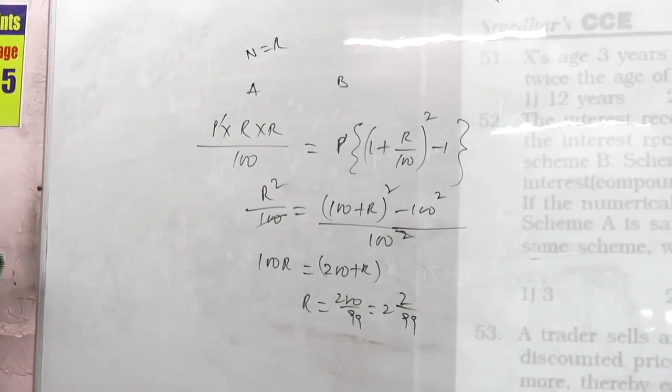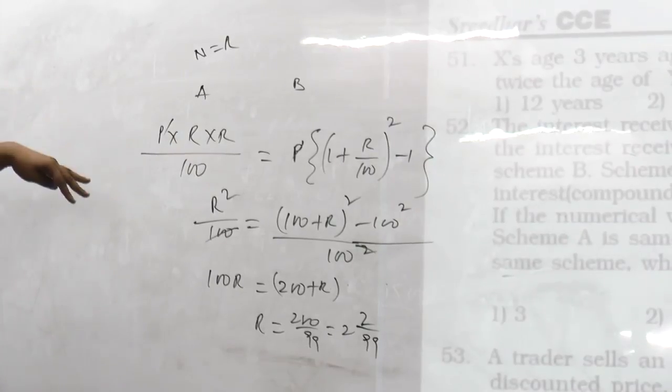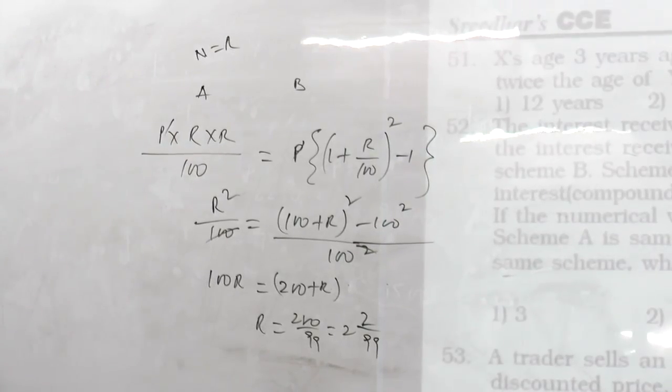You don't have any number, right? Number of years compared with respect to rate of interest. Cannot do.